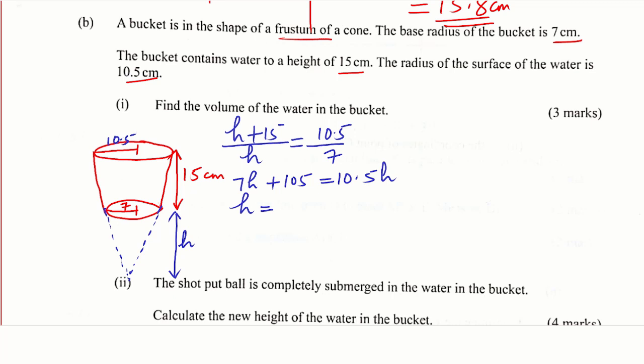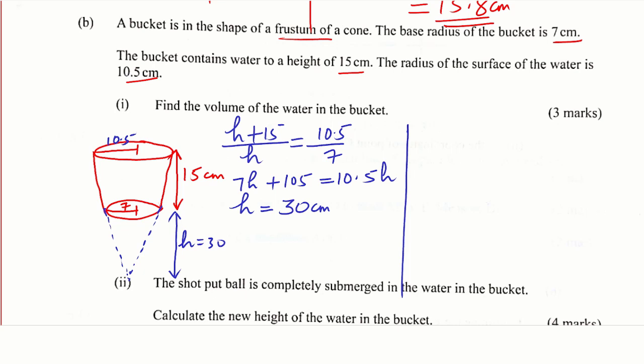You get h is 30. So h will give you 30 centimeters. So therefore the height of the bigger cone will be 30 plus 15, which will be 45. Then the height of the smaller cone was 30. Now using these two, you can get the volume.